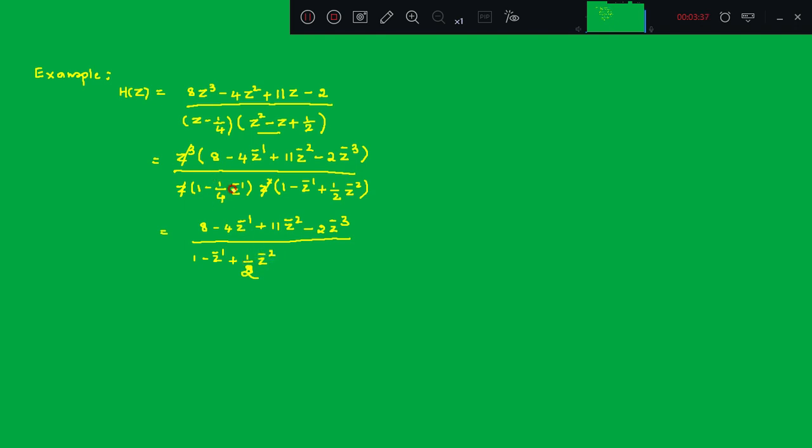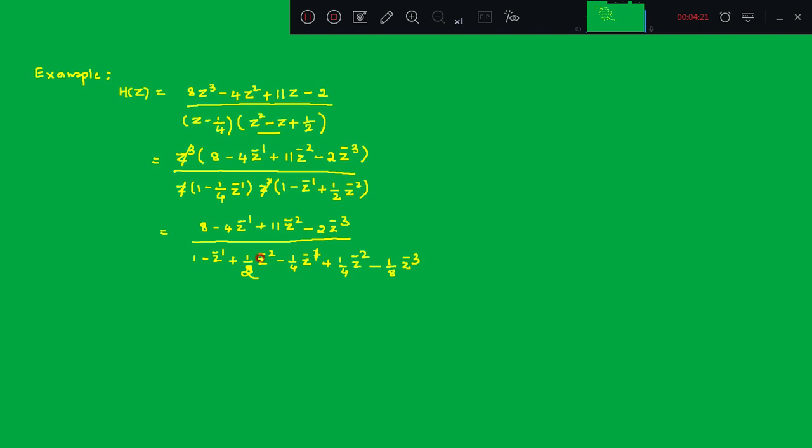Next we will multiply this minus 1 by 4 z raised to minus 1 term with this one. So minus 1 by 4 z raised to minus 1 into 1 gives minus 1 by 4 z raised to minus 1. Next minus into minus is plus, so you get plus 1 by 4 z raised to minus 2. Next minus into plus is minus, 1 by 4 into 1 by 2 is 1 by 8, and z raised to minus 1 and z raised to minus 2 is z raised to minus 3, right?